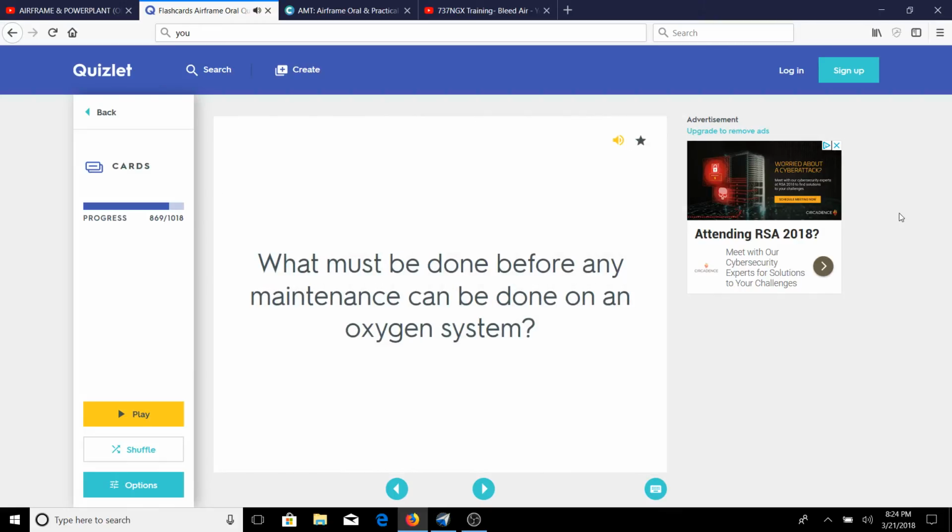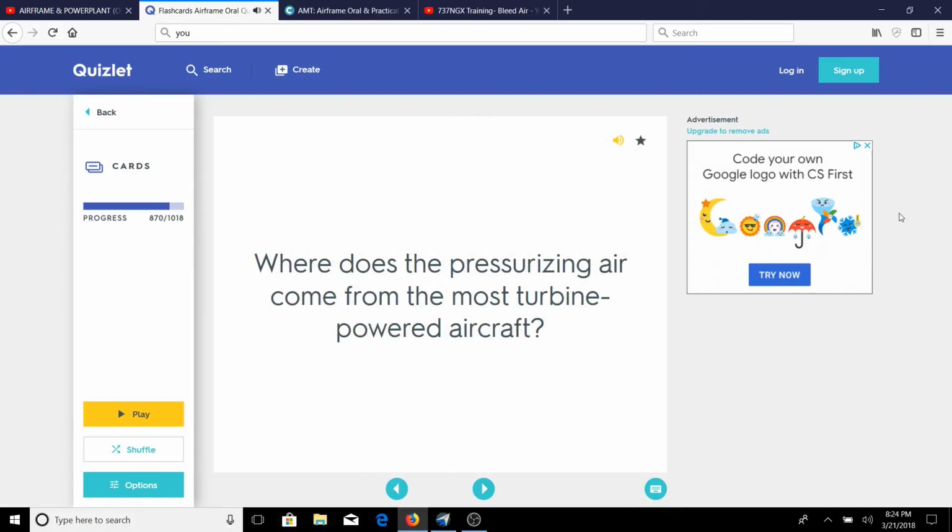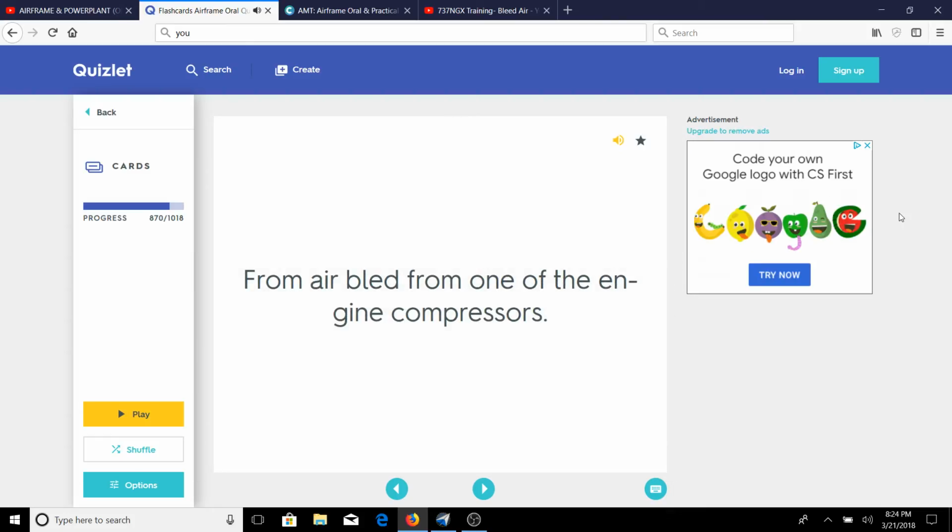What must be done before any maintenance can be done on an oxygen system? The oxygen supply must be turned off at the bottle valve. Where does the pressurizing air come from on most turbine-powered aircraft? From air bled from one of the engine compressors.